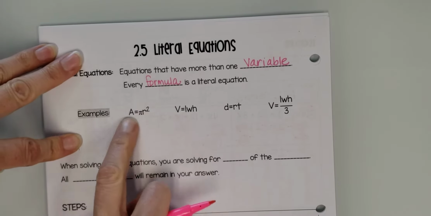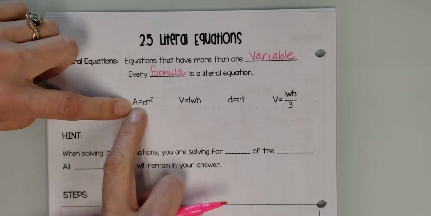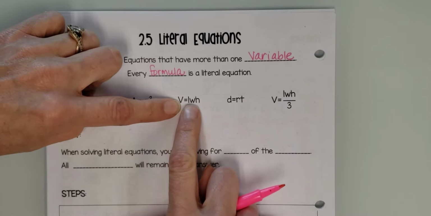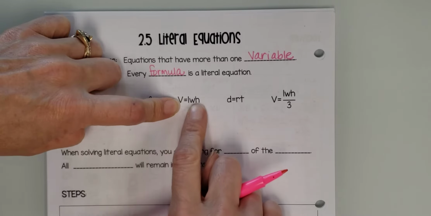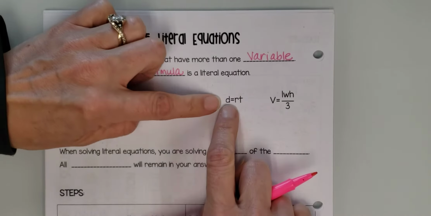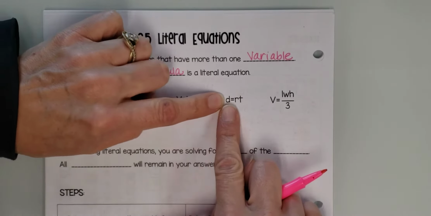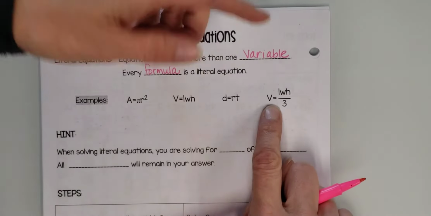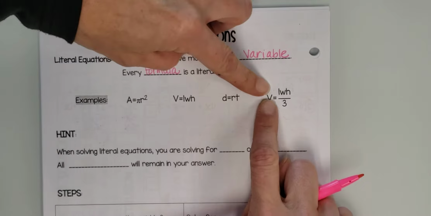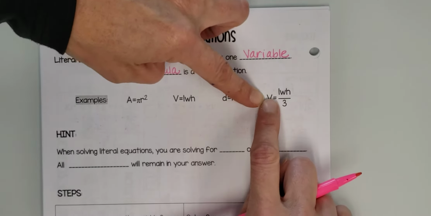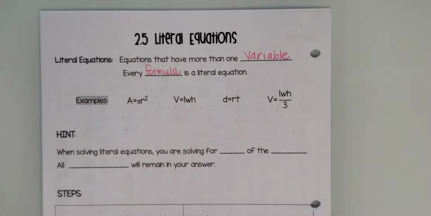Area of a circle is pi r squared, so it's got A and r, two different variables. Volume has length, width, and height, so they're all variables. Distance: what the heck is d? I was thinking that's not diameter. Distance is rate times time. And then the volume, I'm guessing of a cube. No, not of a cube. Some other shape is length times width times height. Oh, a triangle, a prism, divided by 3. Okay, so these are all what we call literal equations.